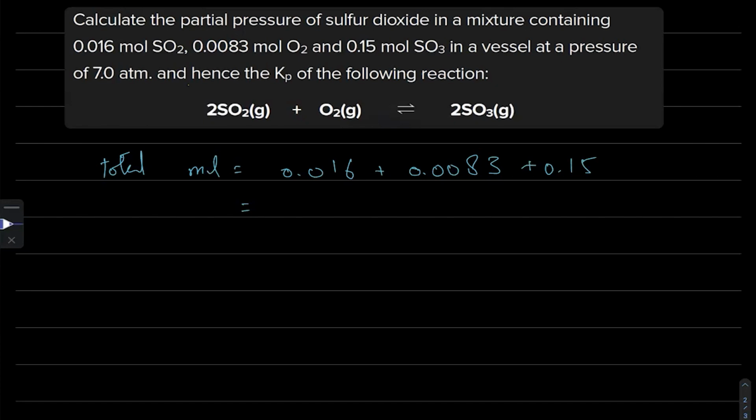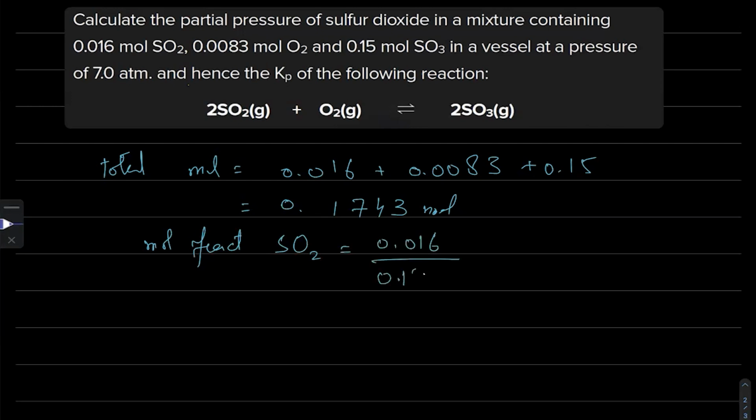If you add it all up, this comes out to be 0.1743. That is the total number of moles I have. Now, out of that, how much is sulfur dioxide? Sulfur dioxide is 0.016. So the mole fraction of sulfur dioxide is 0.016 divided by 0.1743. That is the ratio of sulfur dioxide in there.